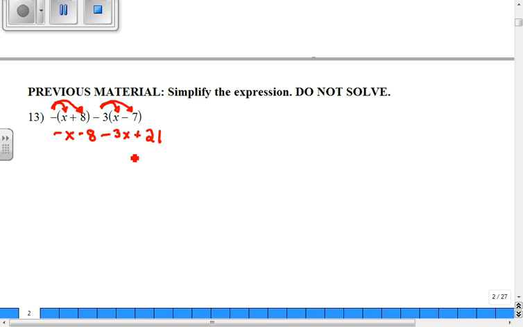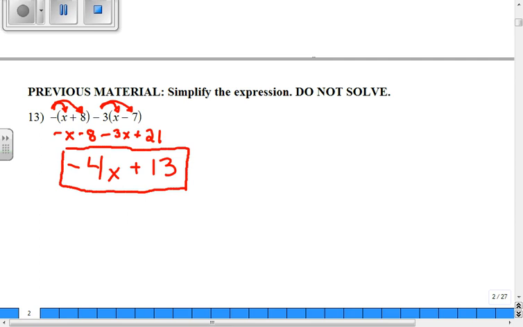So now that I've completed my distribution, I need to combine like terms. I have negative x and negative 3x. Together, that will give me negative 4x. Then I have negative 8 and positive 21. Negative 8 plus 21 is positive 13. So this is my answer, negative 4x plus 13. Those are not alike, so I can't combine them. I've completed the problem.